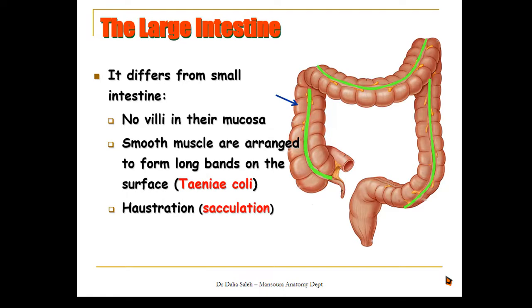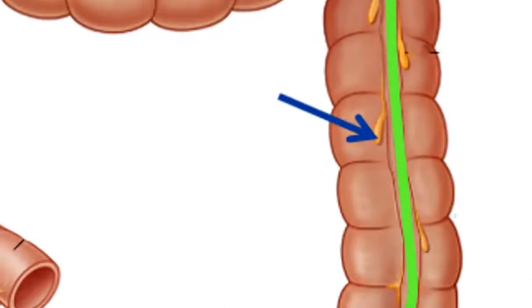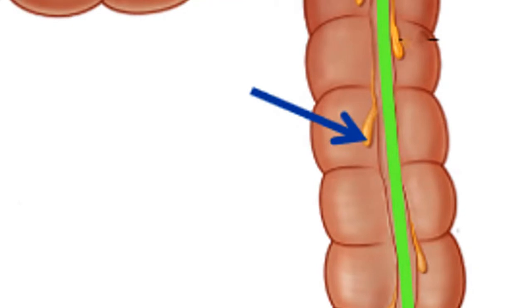Also, in the large intestine, there are sacculations or haustrations, while in the small intestine, there are no haustrations or sacculations. Also, in the large intestine, you can see extensions from the peritoneum filled with fat. They are called omental appendages. They are absent in the small intestine.